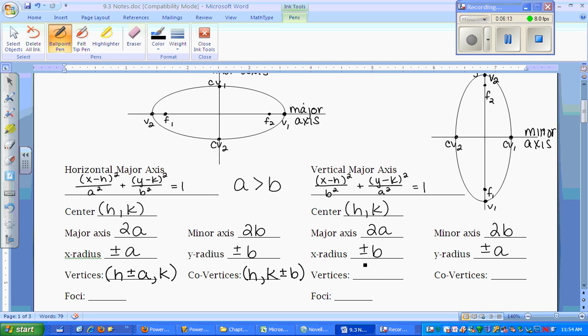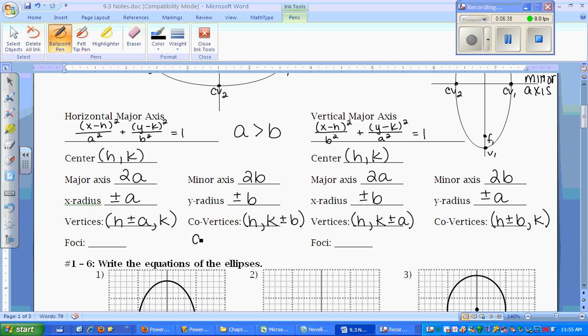Over on the vertical major axes ellipse, your vertices are at the top and the bottom, so my x-coordinate is not affected. I take the y-coordinate and I add or subtract the y radius. In the co-vertices, they're on the left and the right, so I take the x-coordinate, add or subtract the x radius, and the y-coordinate is not affected.